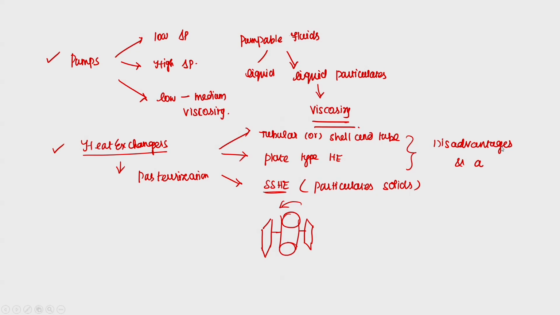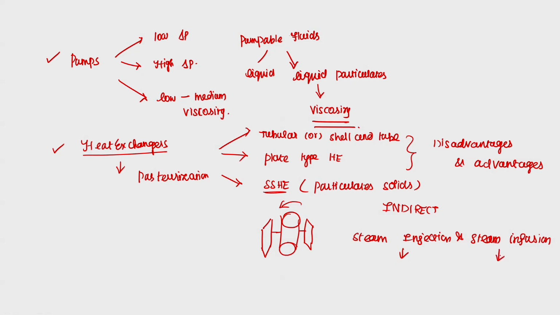So, sometimes not only the product, we may look into some of the other features as well. For that it might help you, and these are all indirect type. Then if you go for direct type, there are two systems: one is steam injection and steam infusion. These are direct heat exchangers, where either steam is injected into the product or the product is infused into the steam. Based on that, for here also we have seen the pros and cons, right.